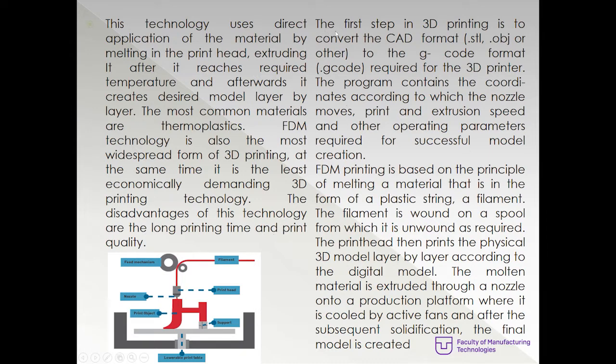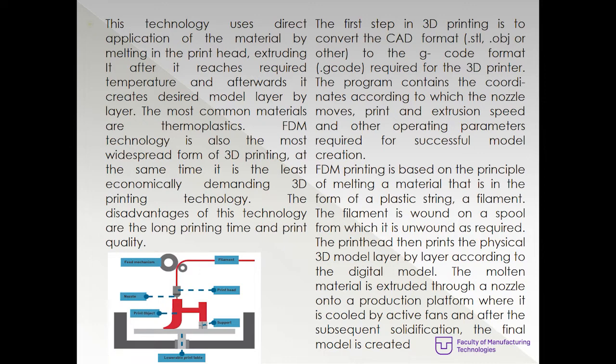The first step in 3D printing is to convert the CAD model to a G-code format required for the 3D printer. The program contains the coordinates according to which the nozzle moves, print and extrusion speed, and other operation parameters required for successful model creation.